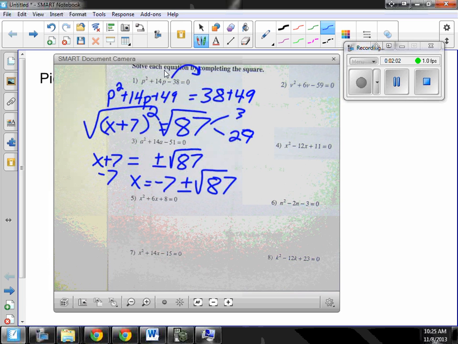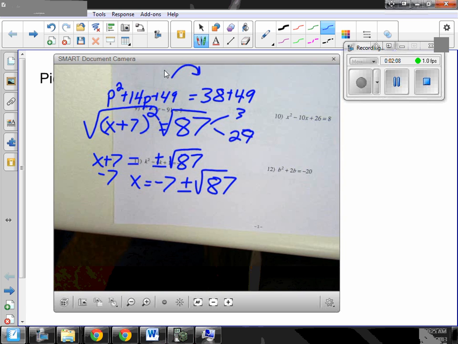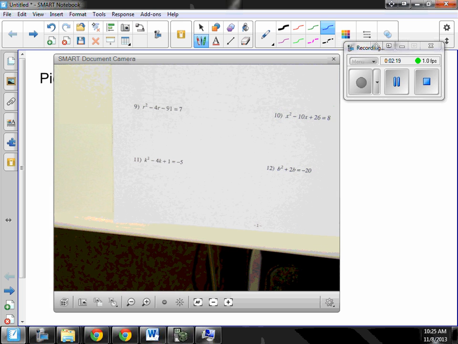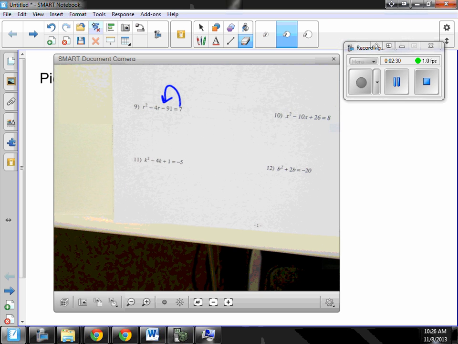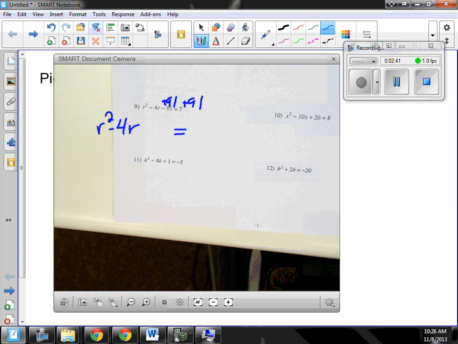So now look at number 9. Number 9 does not equal 0, but that's okay. We could move the 7 over here, and then it would equal 0, but what would my next step be? To move whatever's there back to the other side. So I might as well just skip that step and add 91 over here. And I get r squared minus 4r, leave a space, equals 98.